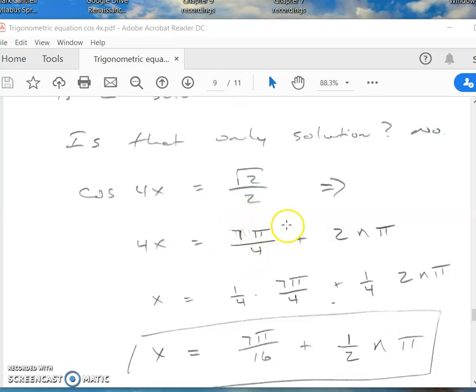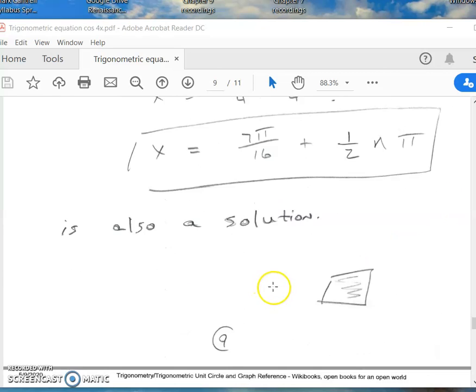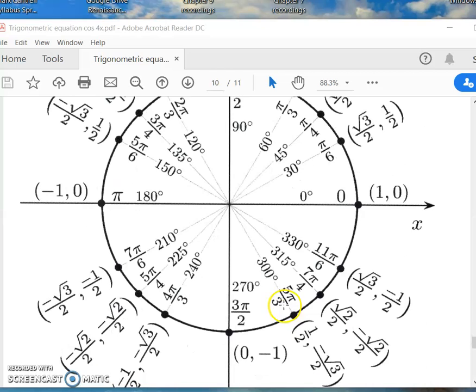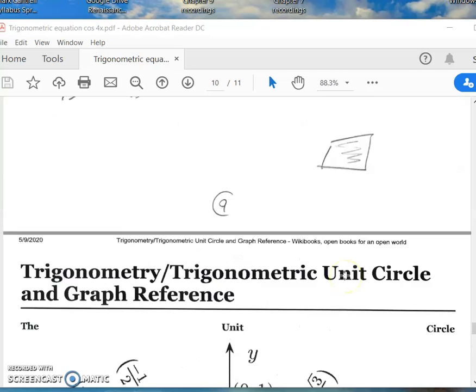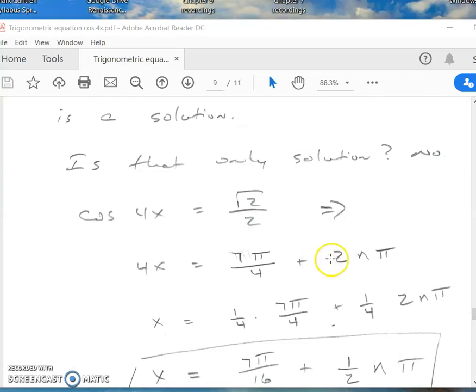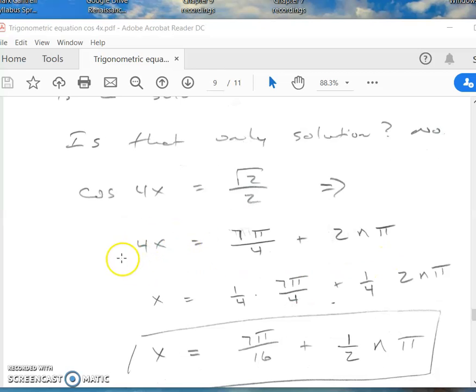Here's another one, and you get that, as I mentioned before, from this table right here. So root 2 over 2, that's the cosine value. What's the corresponding angle? 7 pi over 4. All right, so that's a new family, 7 pi over 4 plus 2n pi. So that gives me what 4x is.